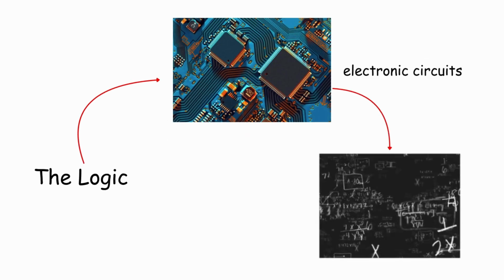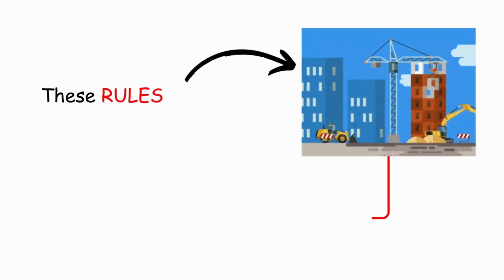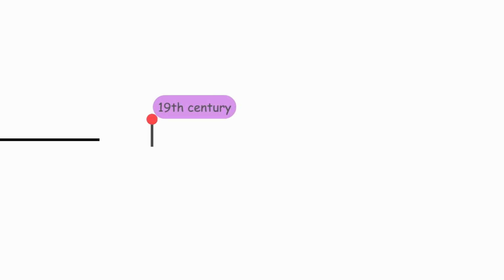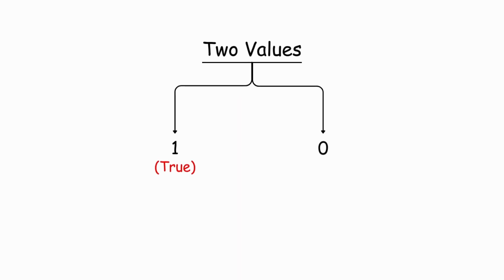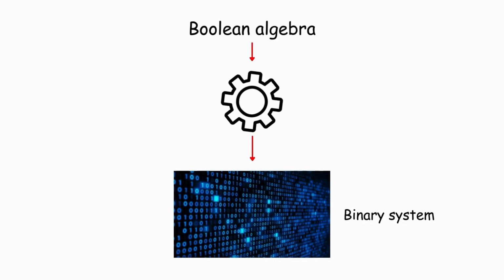The logic of electronic circuits is based on mathematical rules called Boolean algebra, which allow the simplification and analysis of logical operations. These rules are the foundation of logic gates. Boolean algebra is a mathematical system developed by George Boole in the 19th century that works with only two values, 1, true, and 0, false. In other words, Boolean algebra operates directly with the binary system.